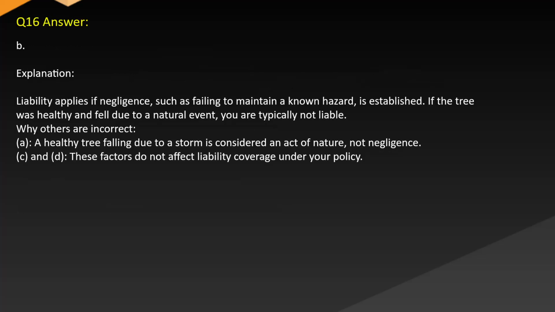Answer: B. Explanation. Liability applies if negligence, such as failing to maintain a known hazard, is established. If the tree was healthy and fell due to a natural event, you are typically not liable. While others are incorrect. A. A healthy tree falling due to a storm is considered an act of nature, not negligence. C and D. These factors do not affect liability coverage under your policy.